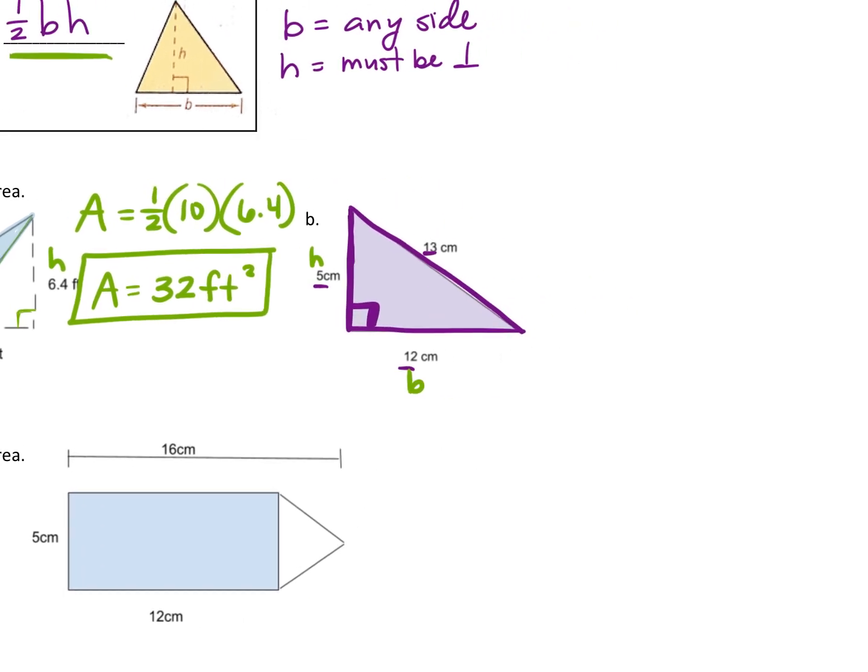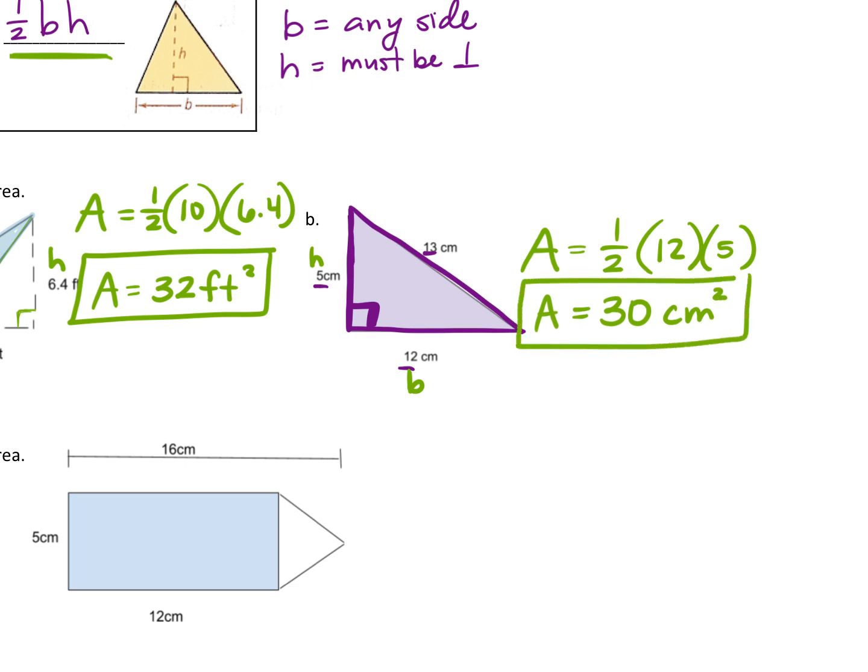So your area of that triangle is 1/2 times the base, which is 12, times the height, which is 5. And when you plug that into your calculator, it's 30. 30 what? Centimeters squared. Area is always squared. Okay? Questions on that?